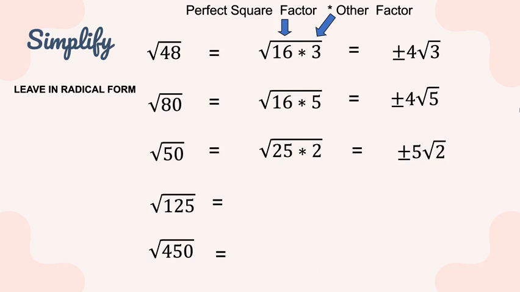125, again, it ends in a 5. You should try and see if 25 goes into it. So 125, I can take the square root with 25 times 5. The square root of 25 is plus or minus 5. I can't take the square root of 5, so I leave it as plus or minus 5 times the square root of 5.